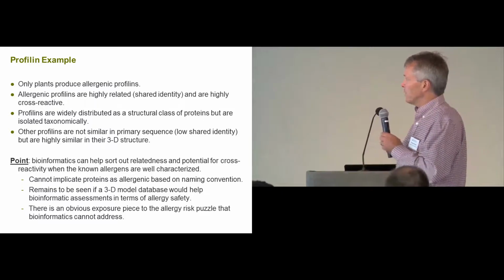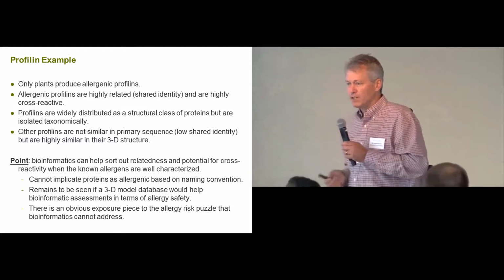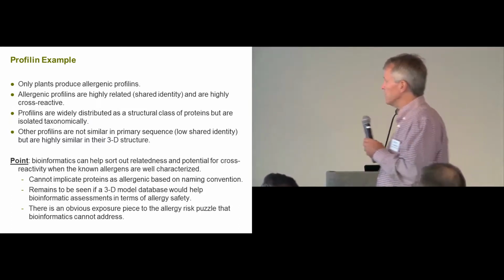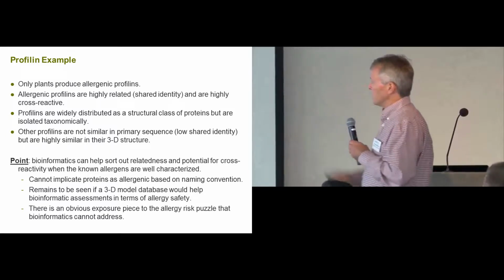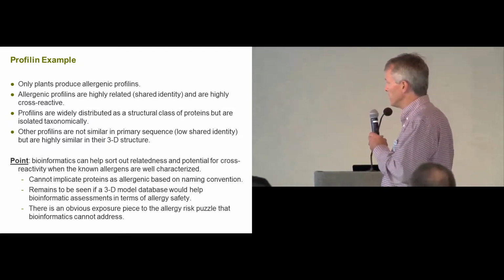But they're widely distributed, and so it's a challenge to use bioinformatics to describe when you should pay attention to cross-reactivity potential and when you shouldn't. The point here is that you can use bioinformatics in this way to sort out that relatedness.